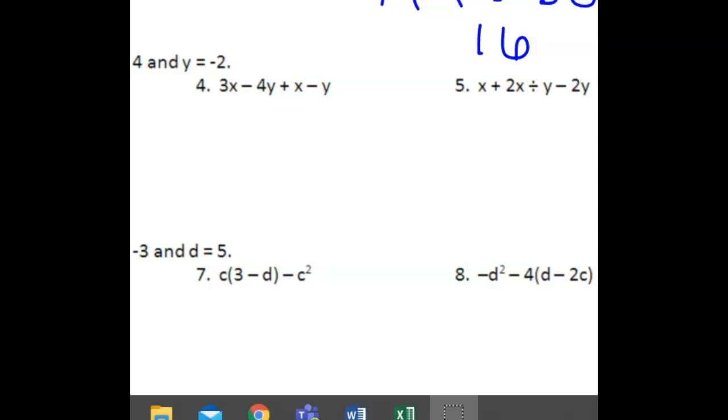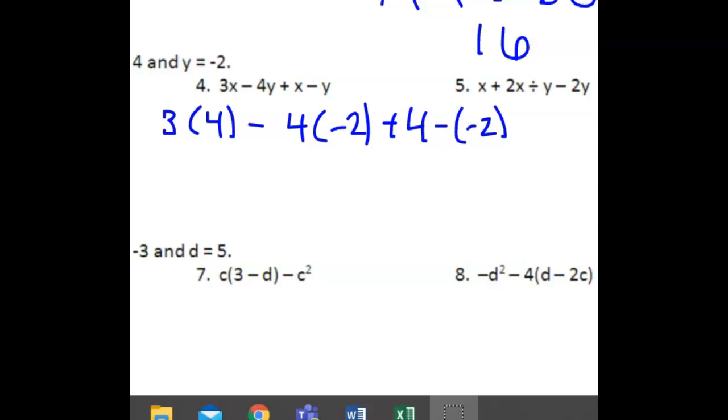Number four, 3x minus 4y plus x minus y. So again, you plug in your x. Plug in your y. So what's your signs? It's minus a minus, which turns to a positive. And then you start left to right with multiplying.